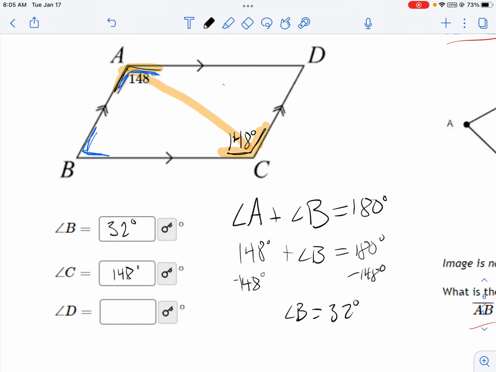But once you know that this is 32, isn't that directly across from angle D? And we know that angles directly across, or opposite of each other, are congruent. Bam. Now you know all four of your angles, you're good to go.